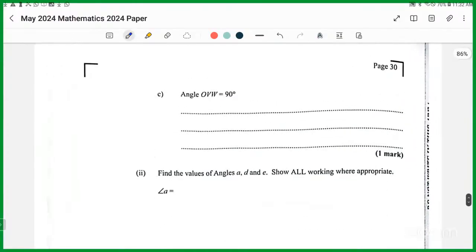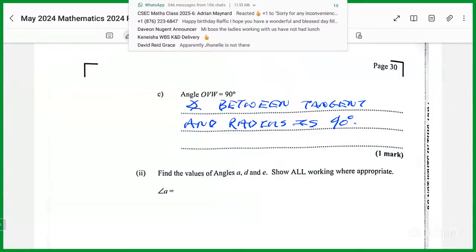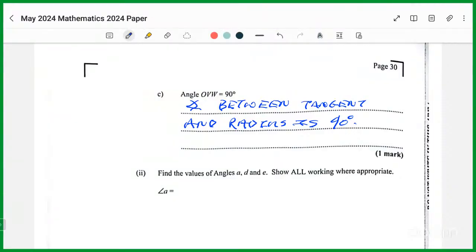So let's write that. Angle between tangent and radius is 90 degrees. I need to get a new device where the pen comes with it, because this is not my handwriting really. I'm using a device that does not come with a stylus, so I have to struggle with it. Alright, that is that.